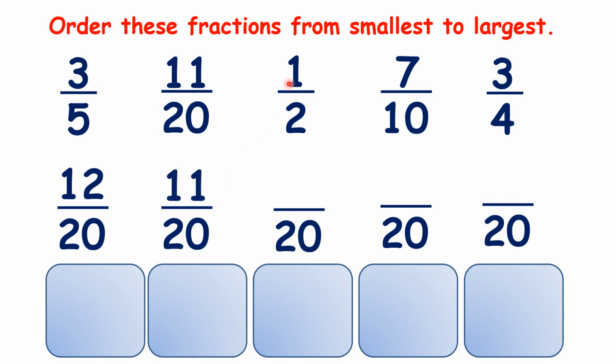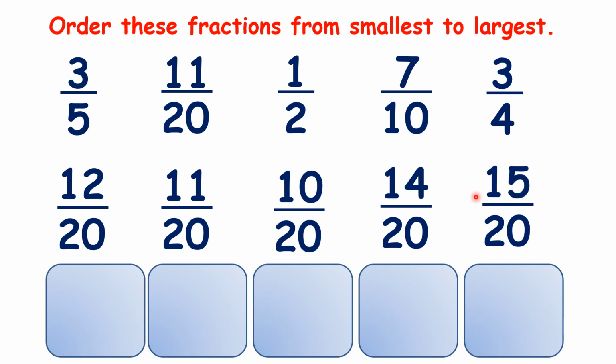What is 1/2 in 20ths? Well, 2 times 10 is 20, and 1 times 10 is 10. And 7/10? Well, 10 times 2 is 20, so we need 7 times 2 as our numerator, so 14. And what is 3/4 in 20ths? Well, 4 times 5 is 20, so we need 3 times 5, which is 15.